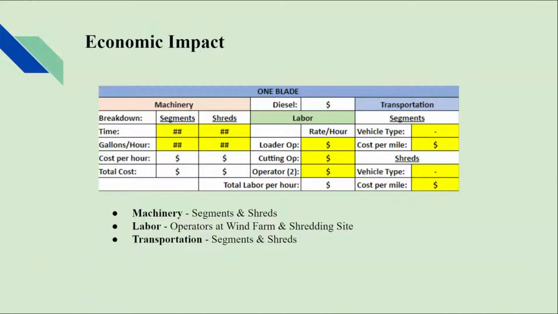For the economic impact, we started by calculating the machinery, labor, and transportation costs for one blade. Machinery includes costs for cutting blades into segments and then segments into shreds. Labor includes costs for 4 operators at the wind farm location and 2 operators at the shredding location. Transportation includes costs for both types of transportation for segments and shreds.